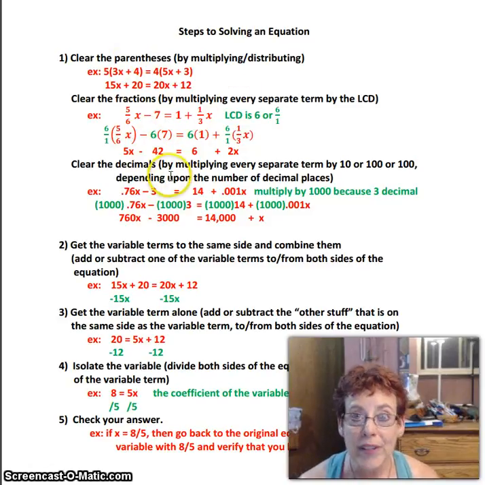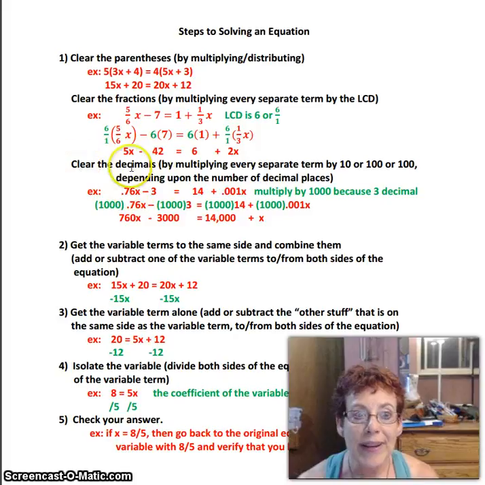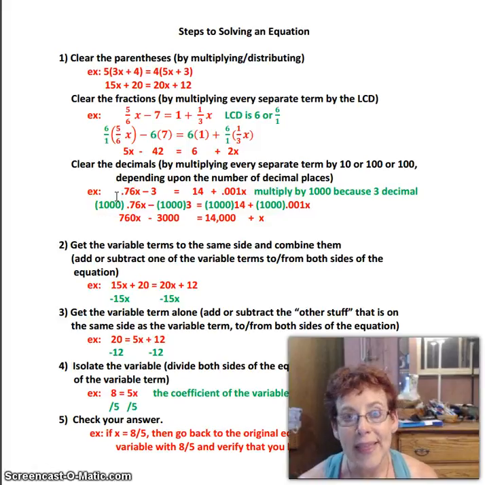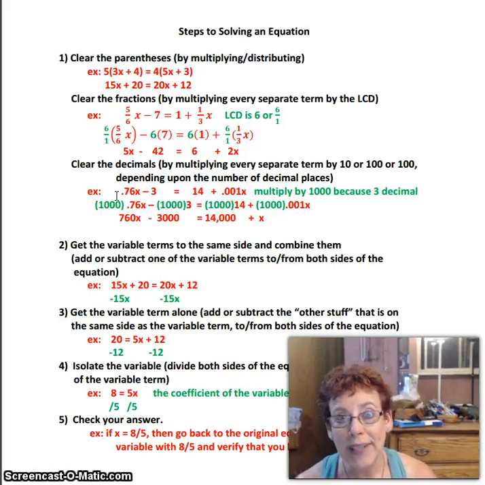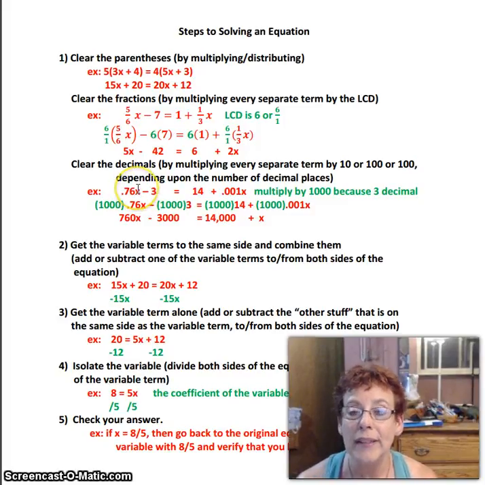The last thing that we want to do to simplify our equation is clearing decimals. Now, we did some practice with multiplying by 10, by 100, by 1,000. And the easy way to do that, instead of actually doing the multiplication, is to move the decimal point as many places as there are zeros. To multiply by 10, we move the decimal point one place.